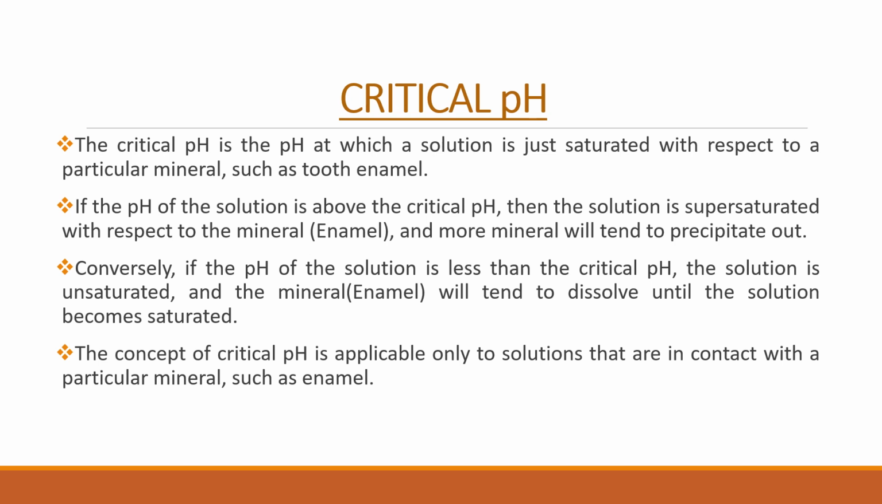So it is the pH at which a solution is just saturated with respect to a particular mineral, for example the tooth enamel. That is, if we say that the pH of the plaque biofilm is above the critical pH of the mineral, then the solution is supersaturated with respect to enamel. So more minerals will tend to precipitate out. And conversely, if the pH of the biofilm is less than the critical pH, that means the solution is unsaturated. So the enamel will tend to dissolve. This will result in demineralization.